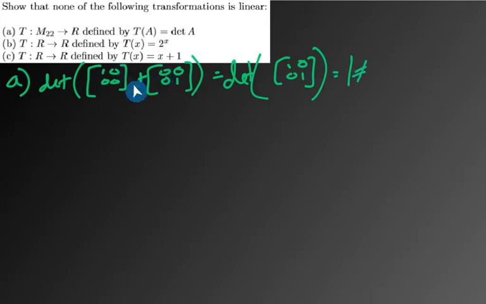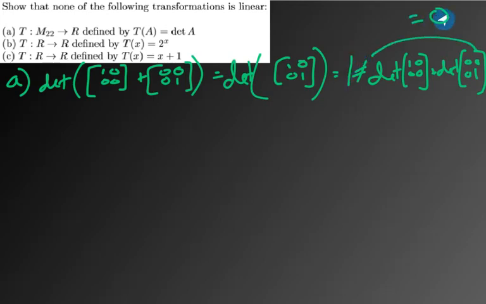Each of these has a row of 0, and so their determinants are going to be 0. So the determinant of this thing equals 1, but it doesn't equal the determinant of 1, 0, 0, 0 plus the determinant of the other matrix, and I ran out of room, because that sum equals 0. 1 doesn't equal 0, so that's the contradiction. There are a lot of other ones you can do too.